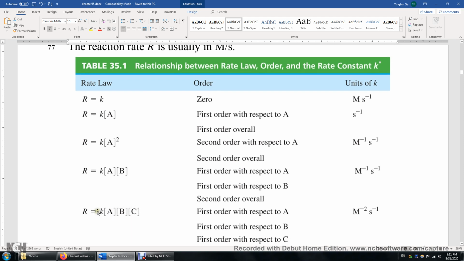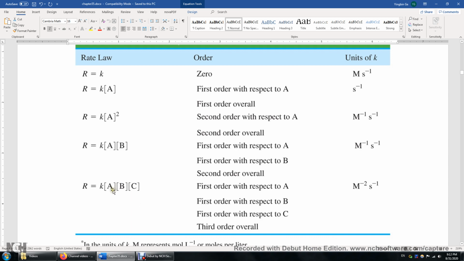Third order. This is a third order reaction, but also you can say it's first order with respect to A or B or C. Overall, it's third order. The unit of K is the unit of R divided by the unit of A, the unit of B, and the unit of C. And therefore, the unit of K is molar to the power of -2, second to the power of -1. So again, R is the reaction rate. This K is the reaction rate constant.